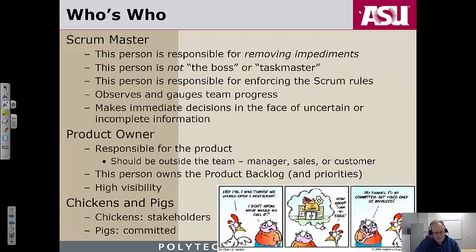It is the Scrum Master's responsibility to be an observer and to gauge the team's progress, and to raise the risk to outside management and to customers if something isn't going well, or raise it back to the team and suggest actions, if you will. The Scrum Master will make immediate decisions in the face of uncertain or incomplete information. What does that mean?